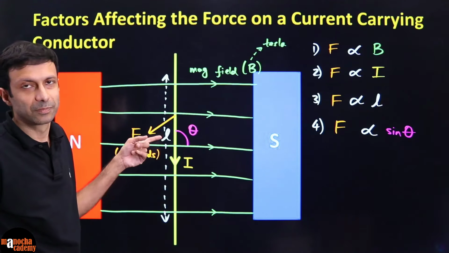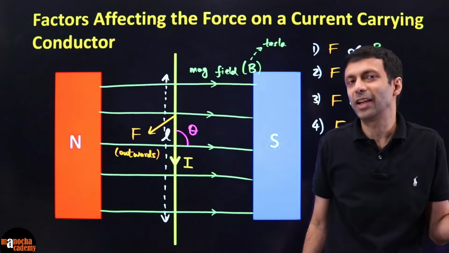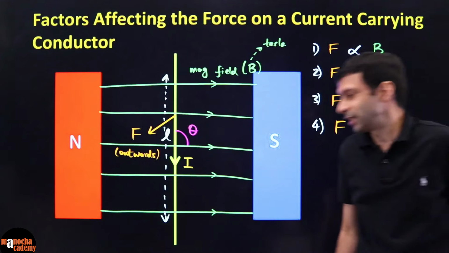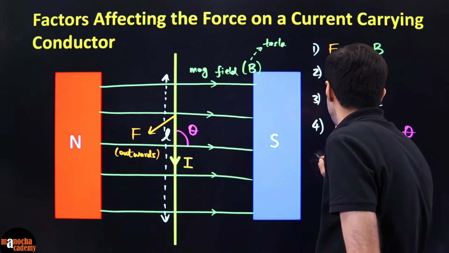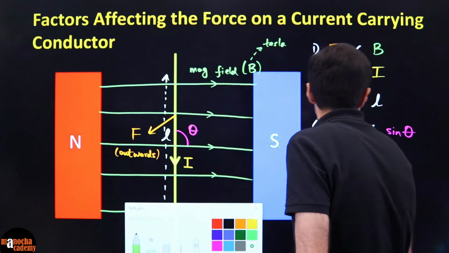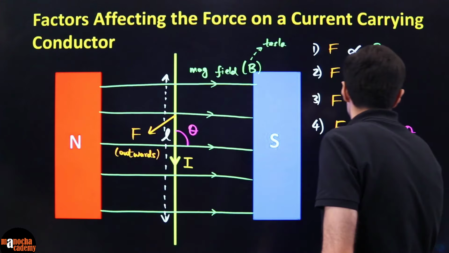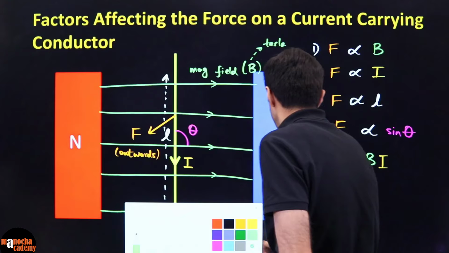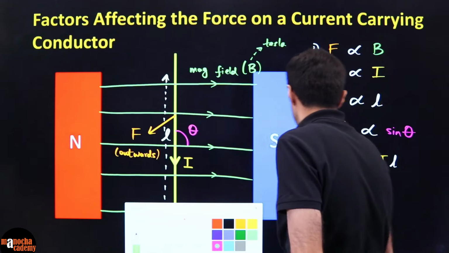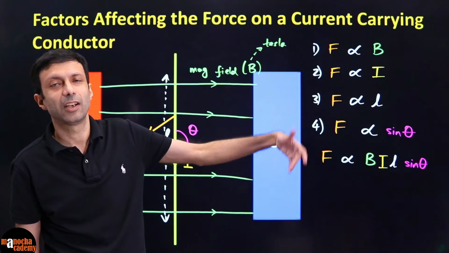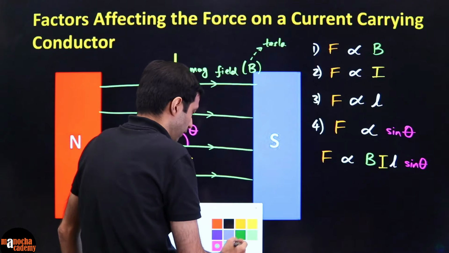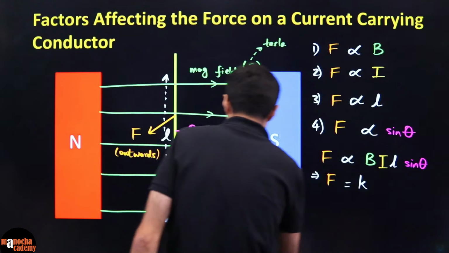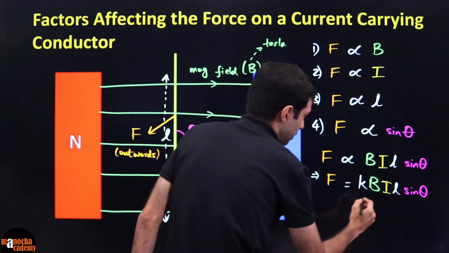In this case, what is the angle? 90 degrees. How much is sine theta? Sine of 90 is 1. So when do you think the force will be maximum? At what angle? So we can say that force is directly proportional to BIL sine theta: magnetic field, current strength, length of the conductor, and sine of the angle. Or we can say BIL sine theta if K is 1, right? Many times you'll see this formula, force is some constant K times BIL sine theta, and usually we take this constant as 1.